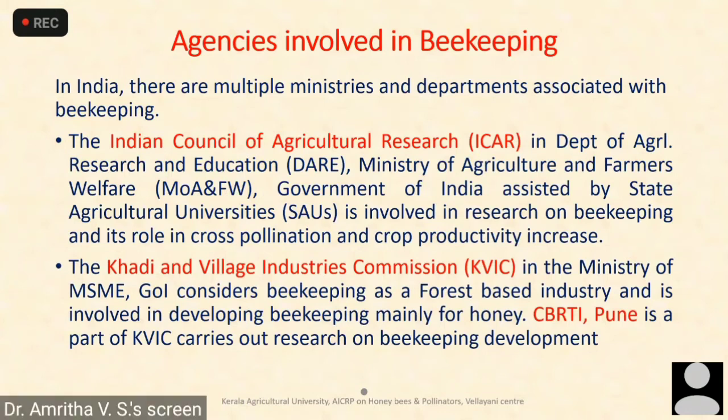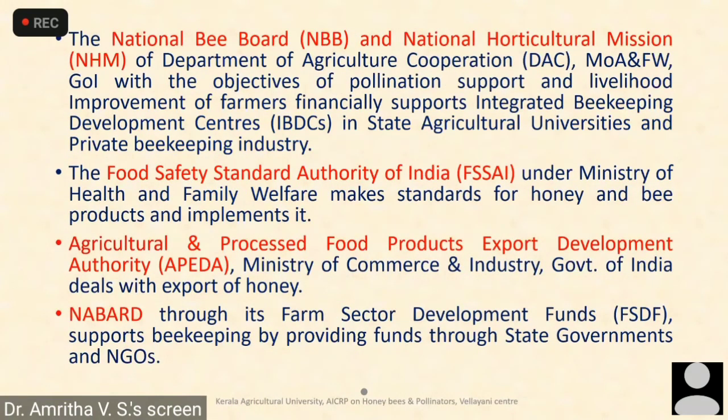And another one is the National Bee Board and National Horticulture Mission of the Department of Agriculture and Cooperation, and they mainly promote pollination as well as livelihood improvement of the farmers. And apart from these, they support the various state agriculture universities and the private beekeeping industry financially through providing integrated bee development centers, or IBDCs.